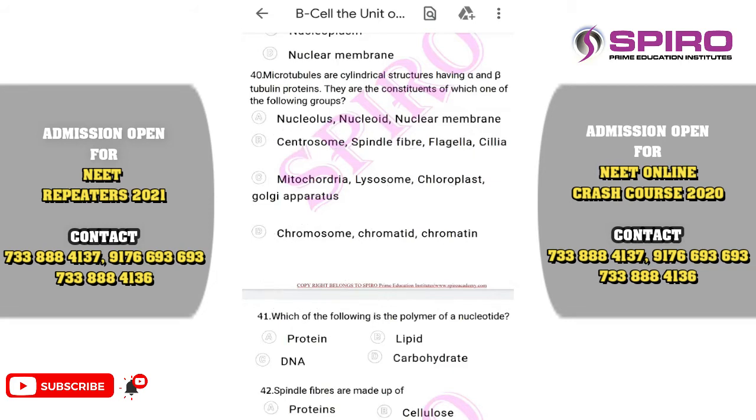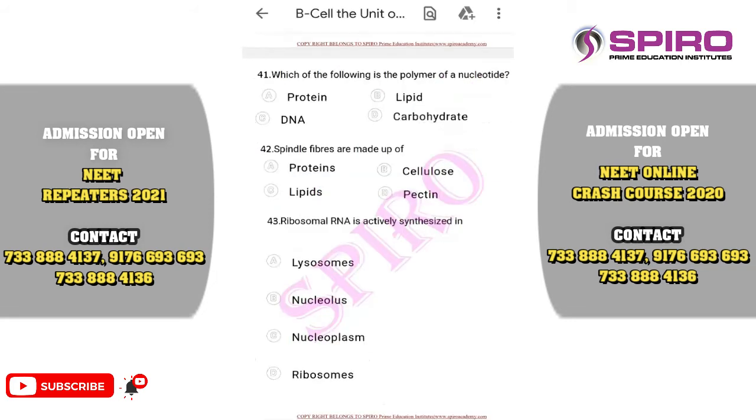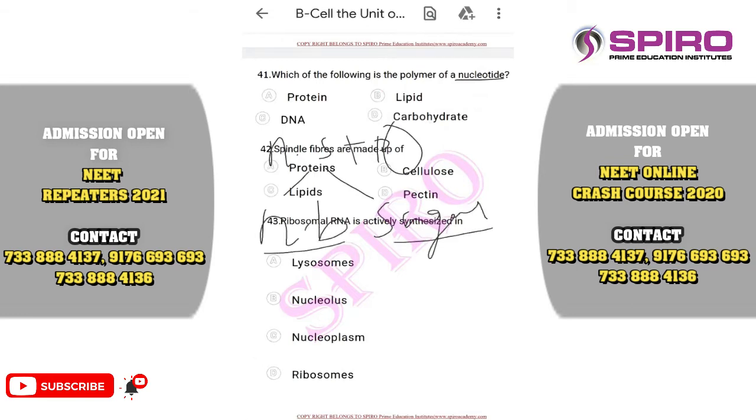Proceeding to question number 41: which of the following is a polymer of nucleotide? You know what a nucleotide is. A nucleotide is made up of a nucleoside plus a phosphate group. What is the nucleoside made up of? A nucleoside is made up of a nitrogenous base and a sugar. If it is DNA, it is deoxyribose sugar. If it is RNA, it is ribose sugar.